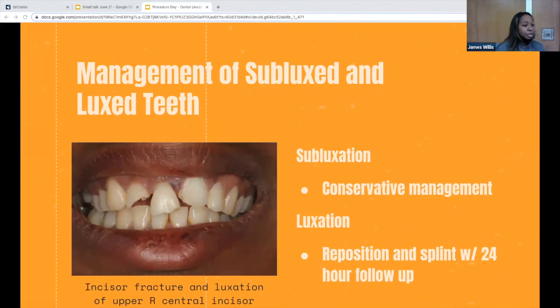If a permanent tooth is in the wrong place, as in this patient who has 2 injuries, both an incisor fracture and a luxation of the upper right central incisor, the teeth should be repositioned and splinted, which I'll talk about in a second. Once you splint this tooth back in the correct position, this patient can be discharged with a 24-hour dental follow-up, and they should also be placed on a soft diet so as not to re-traumatize the tooth.